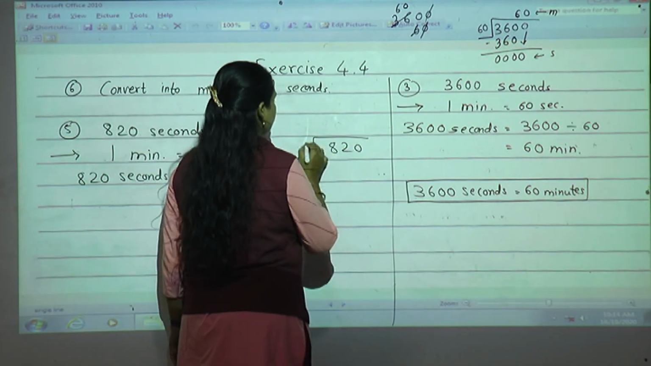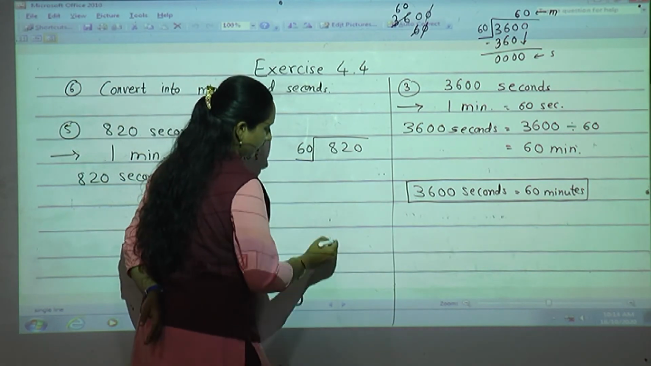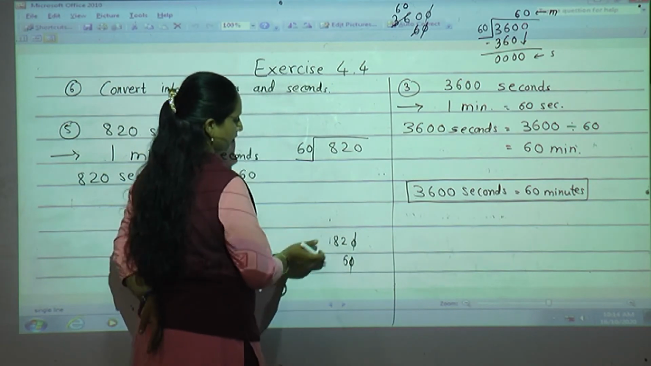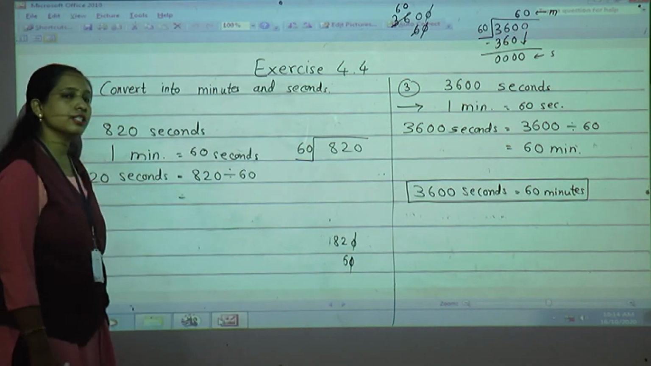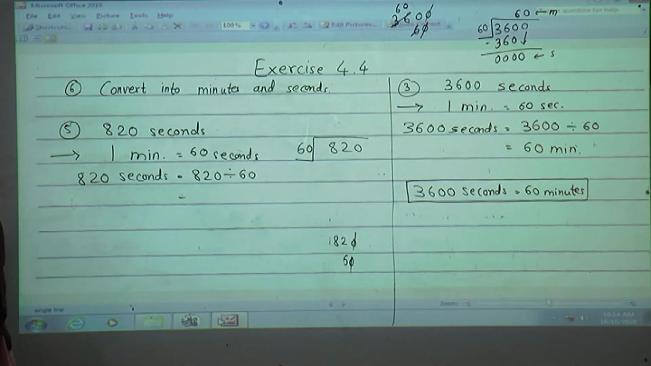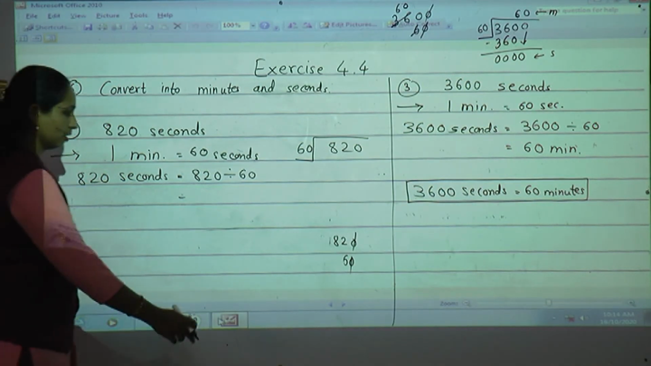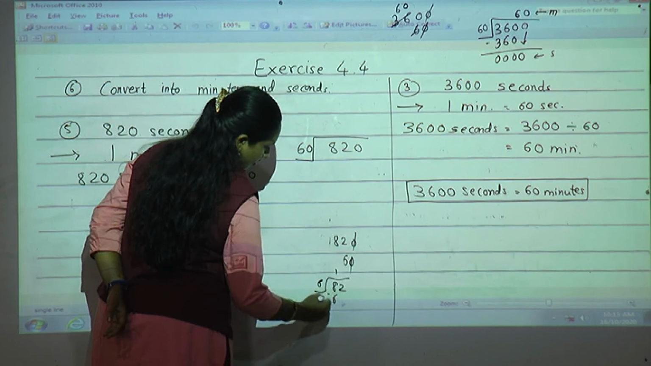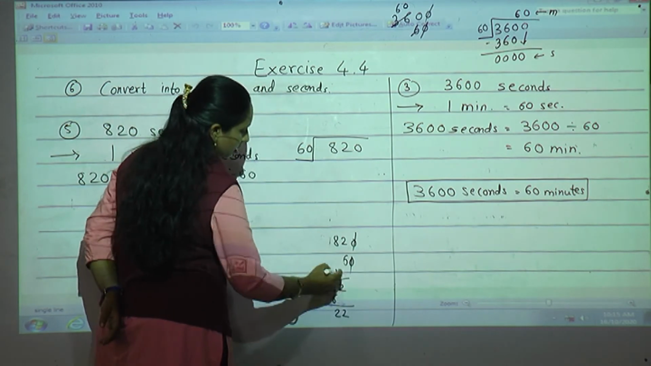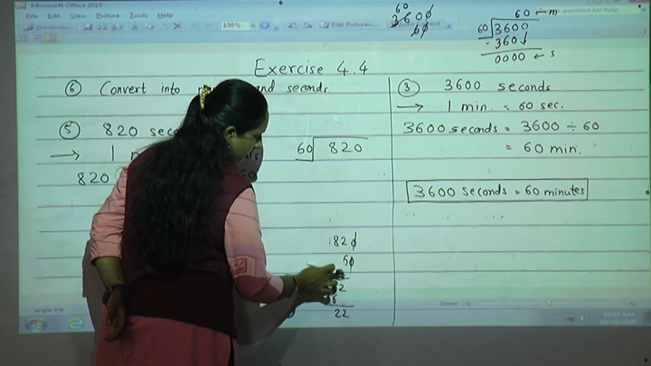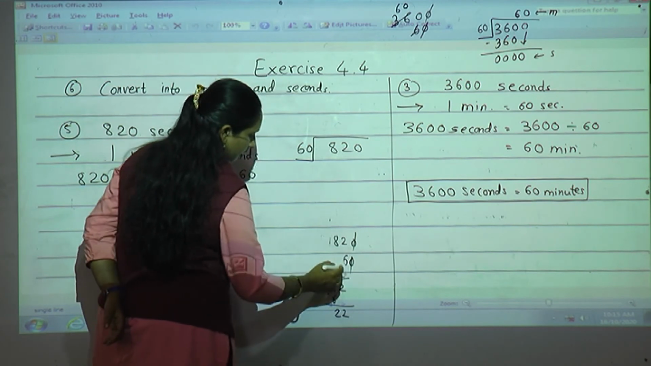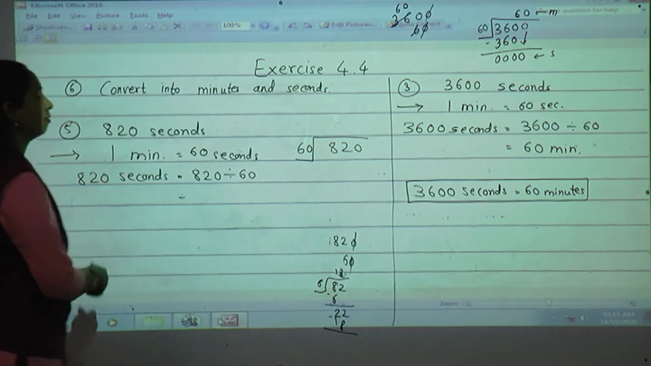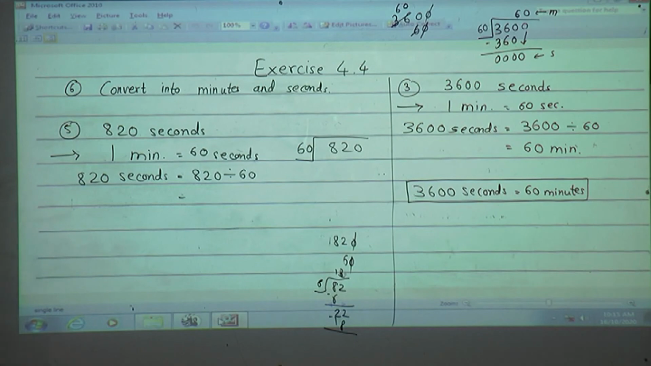820 divided by 60. Shall we go for the estimate? 820 and 60. Cut the 0, 0. Now we have 6 and 82. Now in 6 table, 82 is there? Yes. Tell me. No. See, I can go with 6 ones are 6, 2 will remain, bring down 2. 6 twos are 12, 6 threes are 18. So here the estimate quotient is coming near about 13.